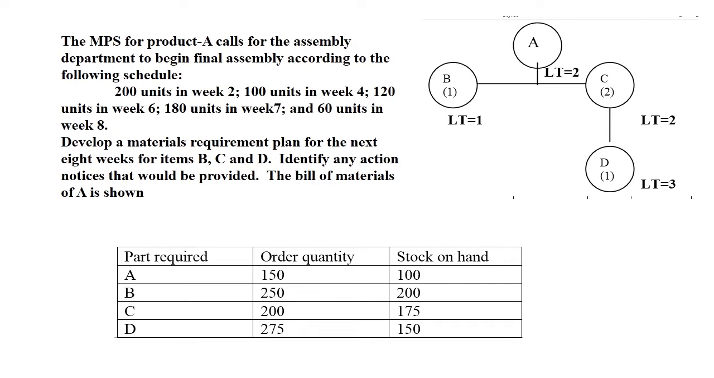The other information is the inventory status file. The inventory status file gives details about the order quantity and stock on hand. Order quantity is the economic order quantity, the quantity at which the cost of ordering is minimum, optimum. So if we order A, we order in 150 units. And if we order B, 250 units, C 200 units, and D 275 units. The stock on hand is the quantity we have in the inventory now. So A we have 100 units, B we have 200 units, and C we have 175 units.